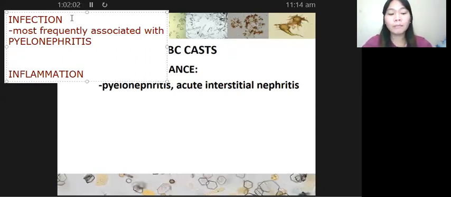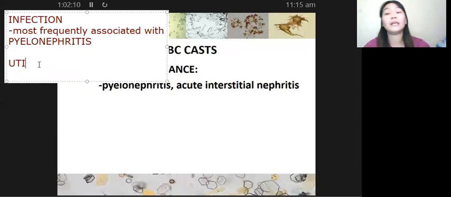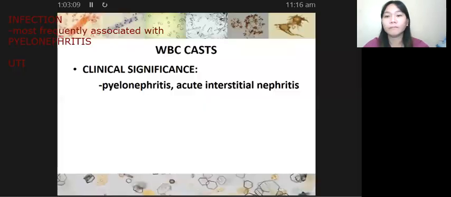Alright, so remember na ang ating urinary system, tanggalin ko muna si inflammation. Remember na ang ating urinary system, so they may get infected with bacteria such that this will now lead to your urinary tract infection. Okay, so yan.